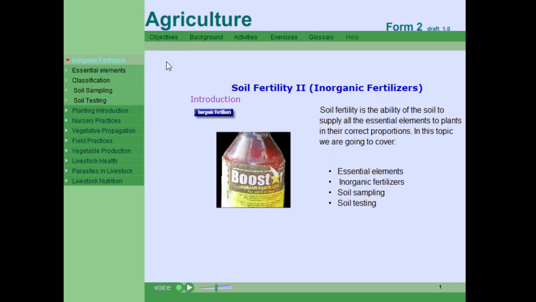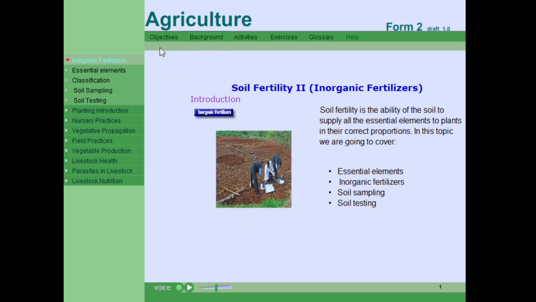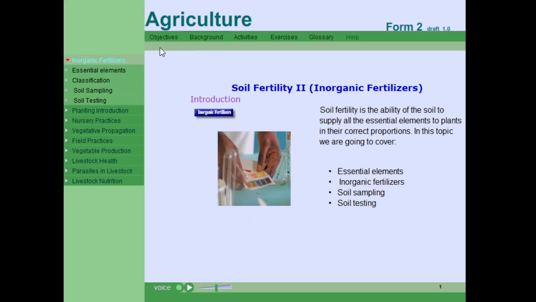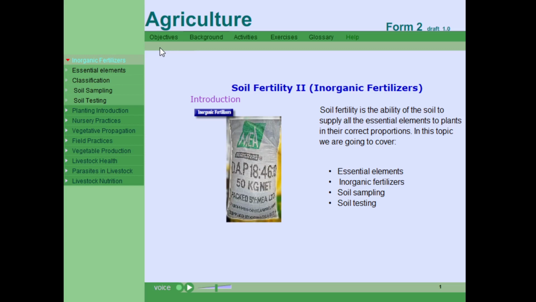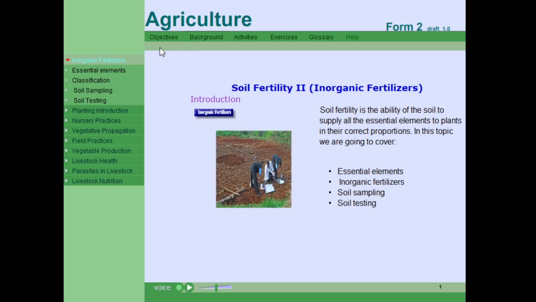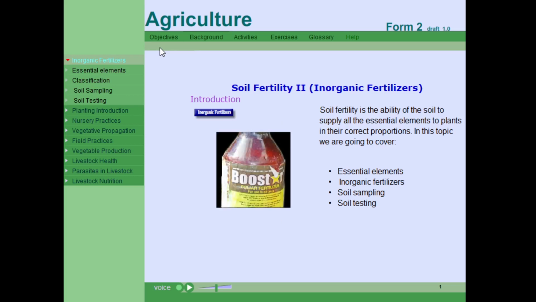Soil fertility 2 or inorganic fertilizers. Introduction. Soil fertility is the ability of the soil to supply all the essential elements to plants in their correct proportions. In this topic, we are going to cover essential elements, inorganic fertilizers, soil sampling, and soil testing.